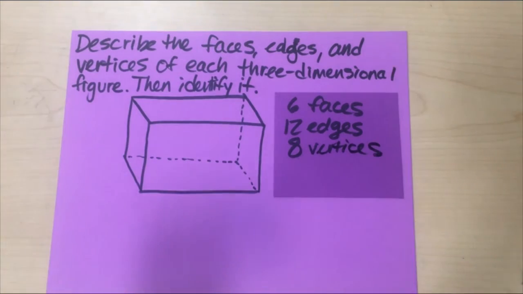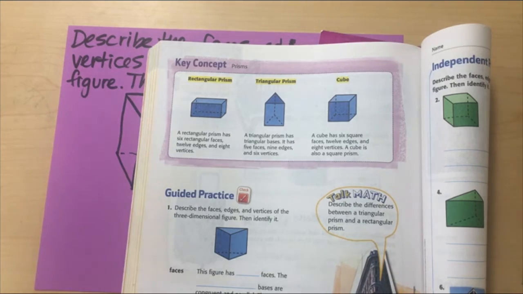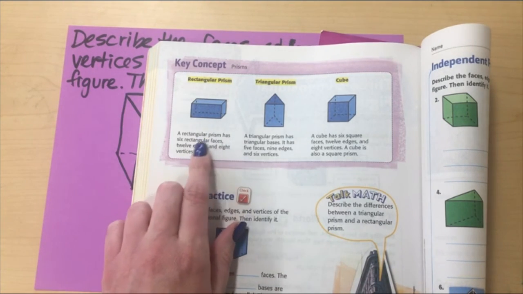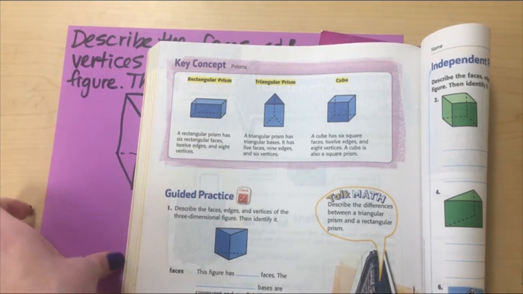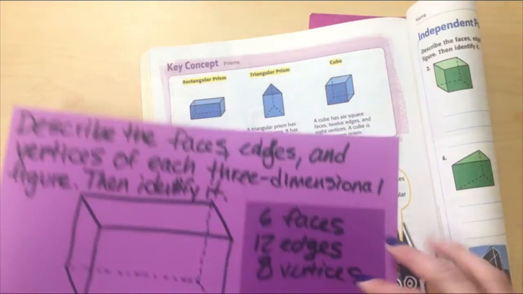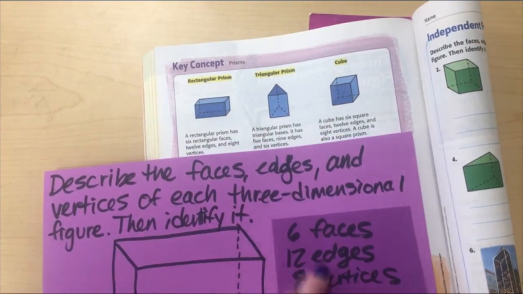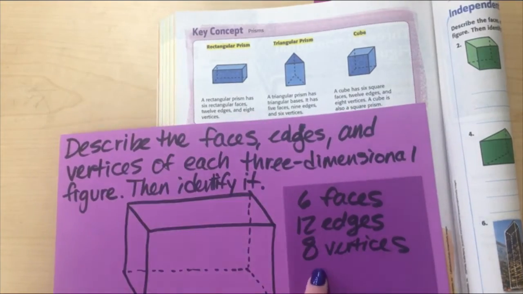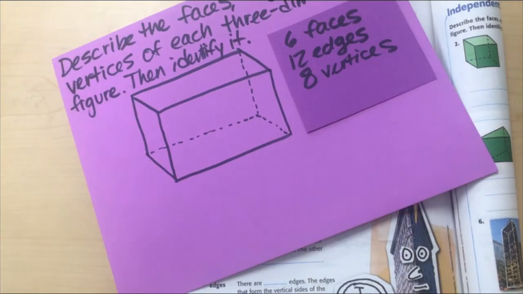Now that we know all those pieces, we can use this little chart. You'll find it in your book, on page 942. A rectangular prism has 6 rectangular faces, 12 edges, and 8 vertices. Let's see if that matches. 6 faces, yep. 12 edges, and 8 vertices. Yep, that matches. So it must be a rectangular prism.